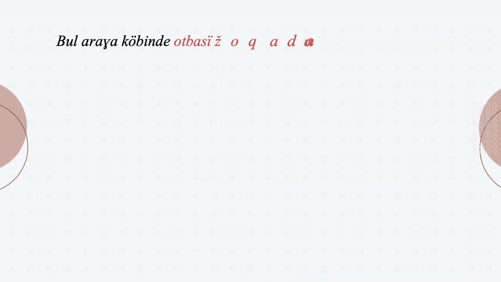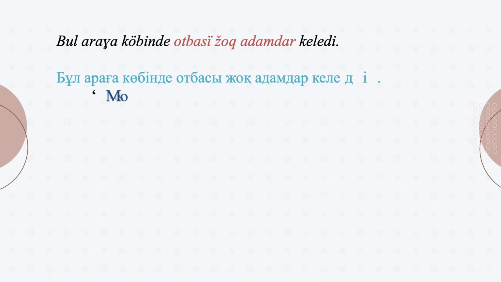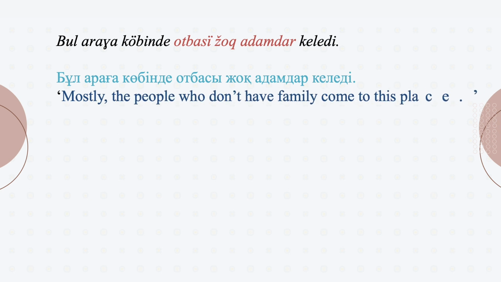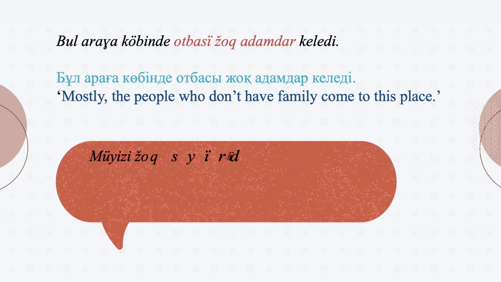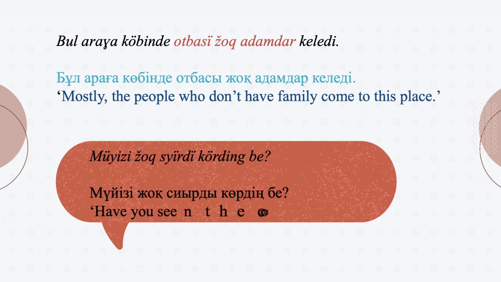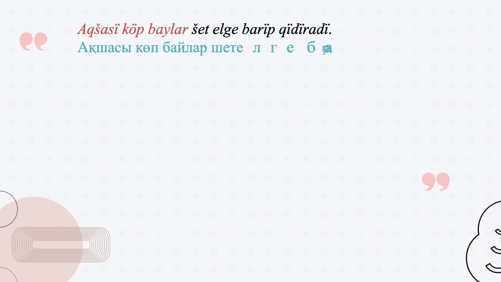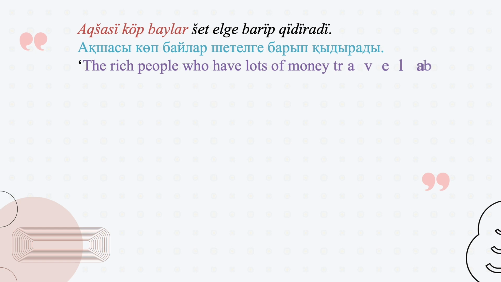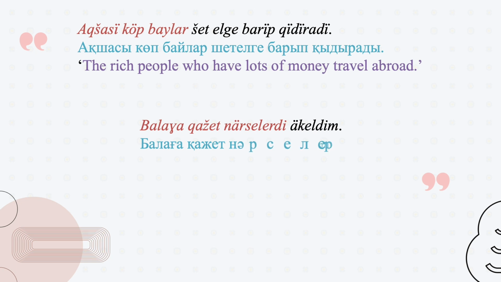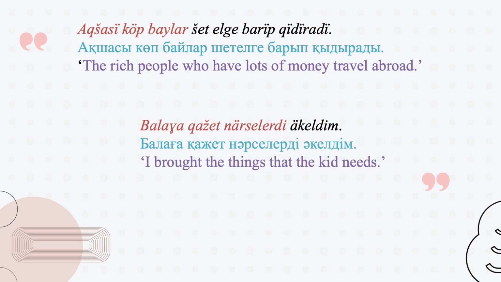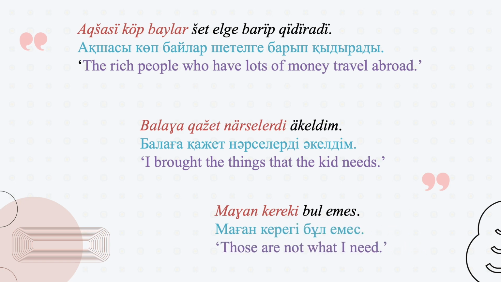There are more examples of nominal relative clauses. Бұл араға көбінде отбасы жоқ адамдар келеді. Mostly the people who do not have family come to this place. Мүйізі жоқ сиырды көрдің бе? Have you seen the cow that has no horn? Ақшасы көп байлар шетелге барып қыдырады. The rich people who have lots of money travel abroad. Балаға қажет нәрселерді әкелдім. I brought the things that the kid needs. Маған керегі бұл емес. Those are not what I need.